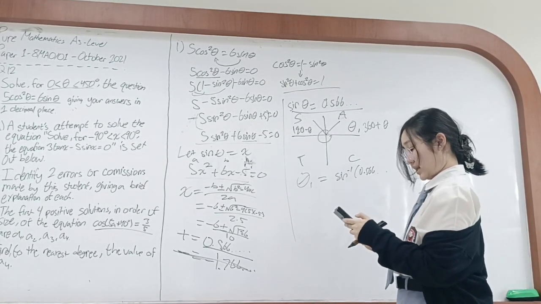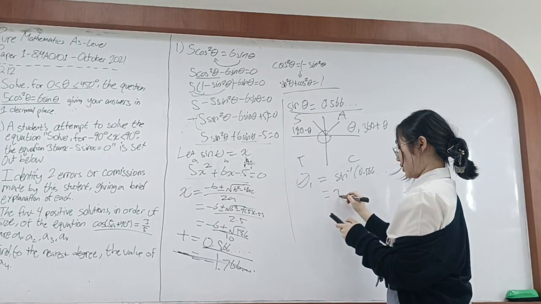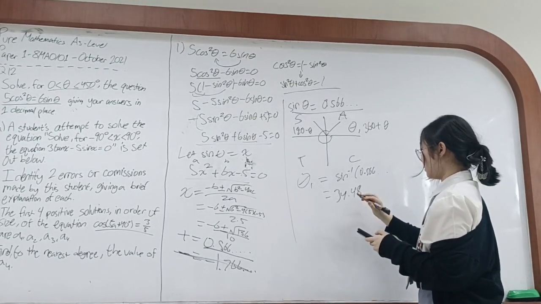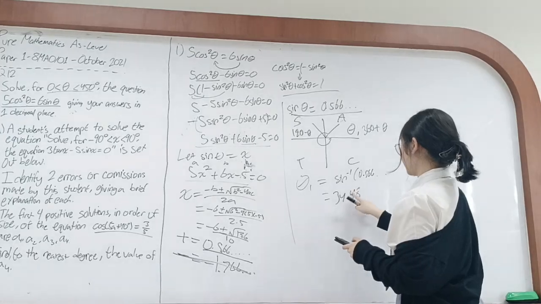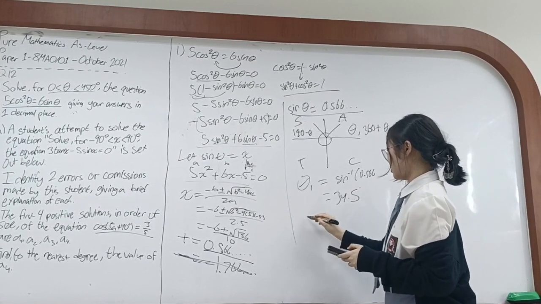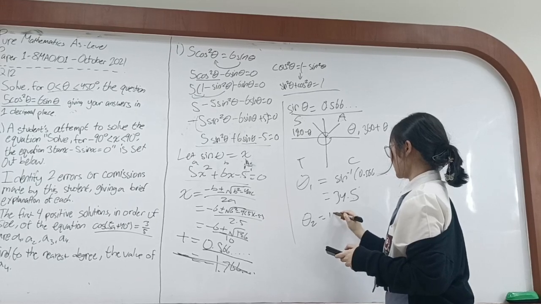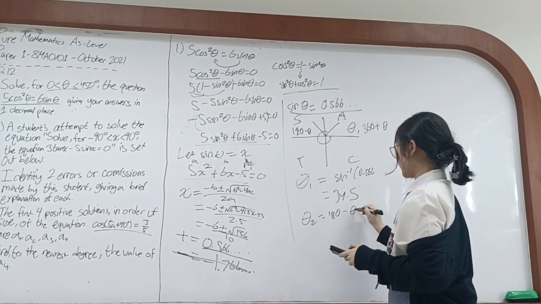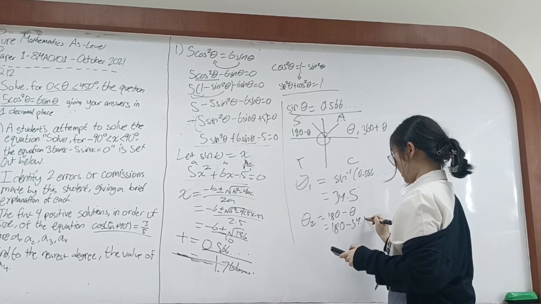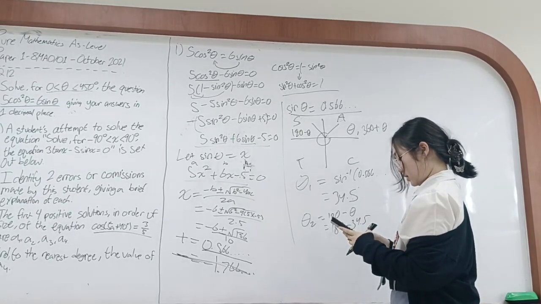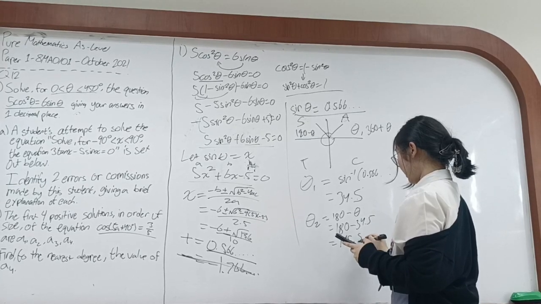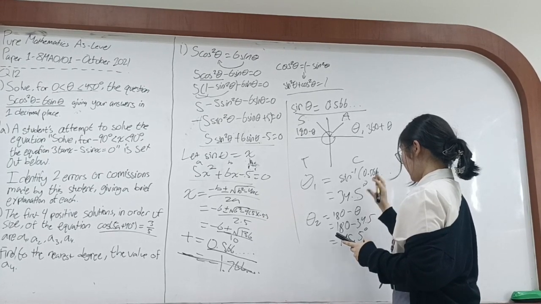Sin inverse of that answer is 34.48. Or, well, since it's in one decimal place, let's put it as 34.5. So let's find the second one, which is 180 minus theta, which is 180 minus 34.5. So let's put that in the calculator again, which will be 145.5 degrees. Oh, don't forget to put the degree.